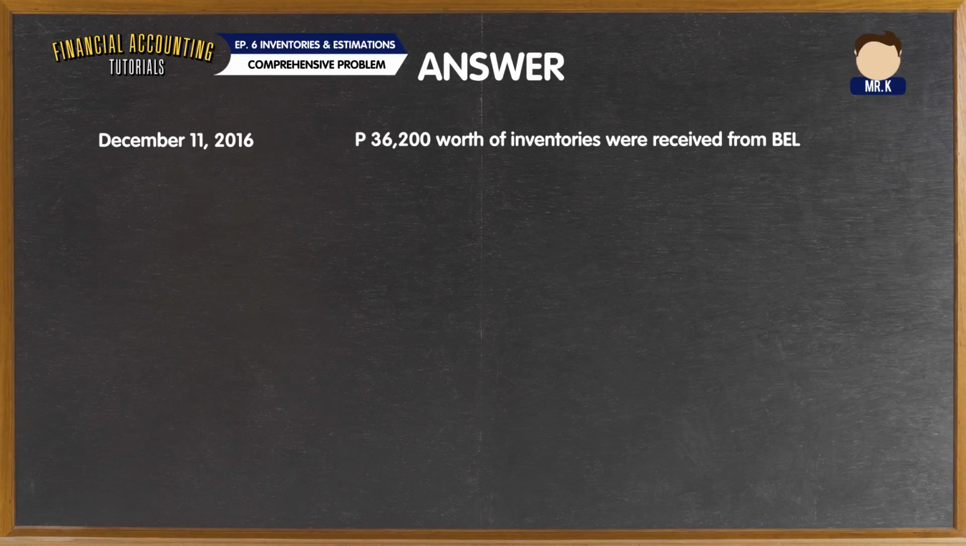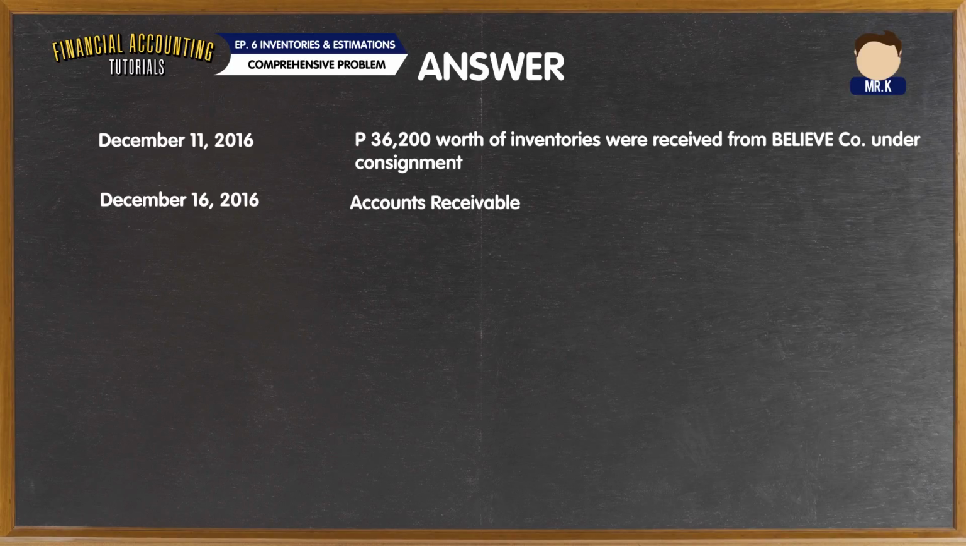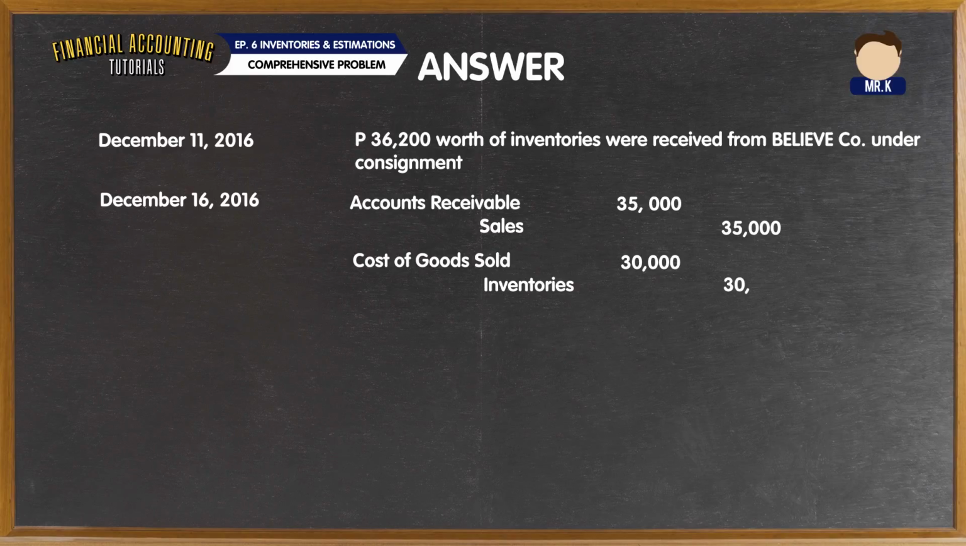The goods given by Believed Company are under consignment terms. On December 16, 2016, we debit our accounts receivable and credit sales at 35,000 pesos and we also debit cost of goods sold and credit inventory at 30,000 pesos. We also debit our freight out and credit prepaid freight at 150 pesos.